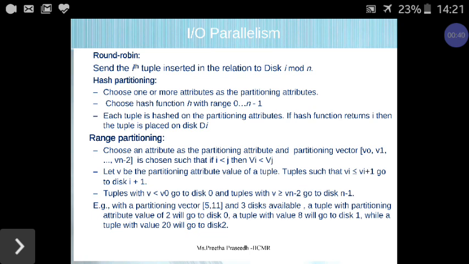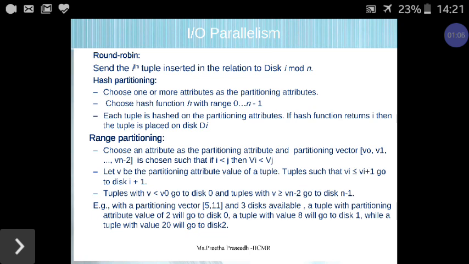Round robin, that is, the ith tuple is inserted into disk i mod n. It means if I have 10 disks available, the first tuple, the first record, will go to the first disk because 1 mod 10 is 1. The second record will go to the second disk. So the data is given equally to all the available disks.